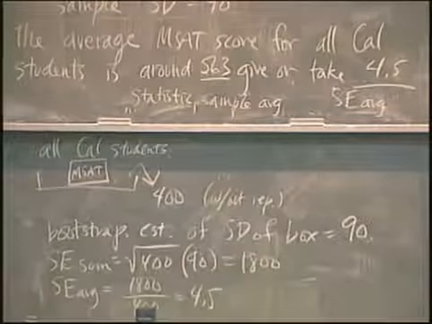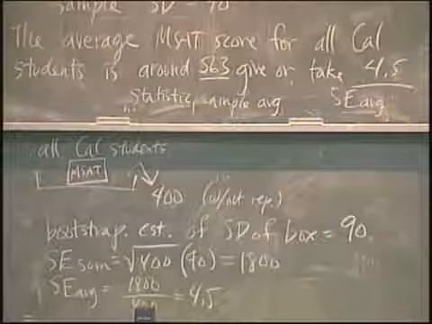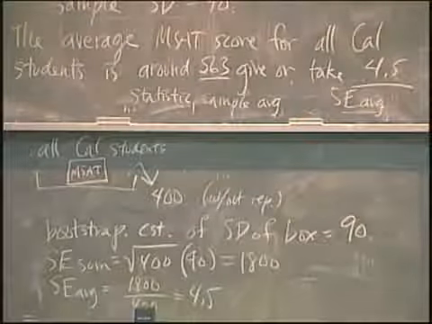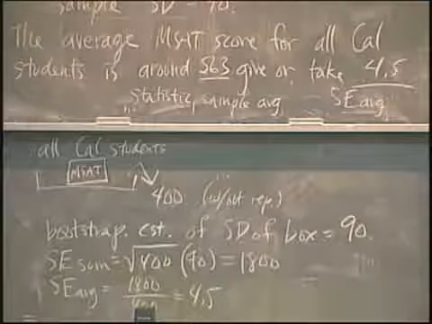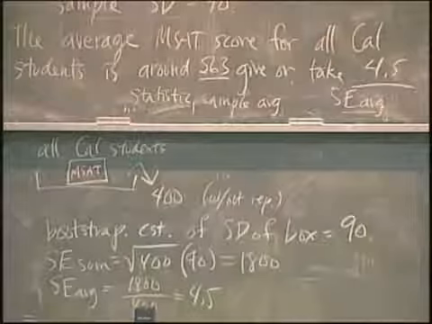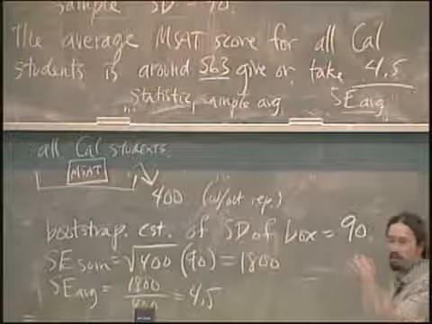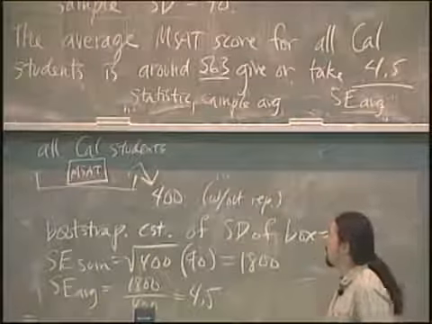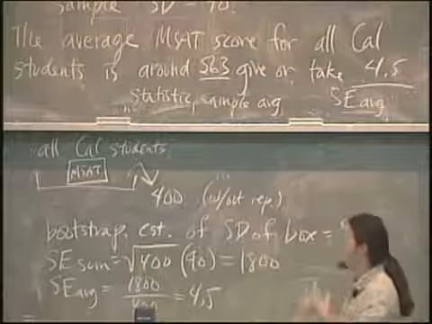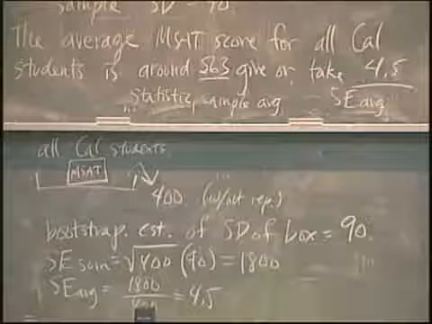Okay. So any questions about that? Yeah. Oh, thank you. She asked, what about the correction factor? Well, how many Cal students do you think there are? More than 4,000, right? So the sample size is less than 10% of the population size, so I'm going to ignore it. But thank you for bringing it up. I think there are something like 24,000 Cal undergrads. I'm being a little bit sloppy here. I should probably specify if I mean just undergrads or everybody. I guess I'm thinking of just undergrads. So we're about 24,000. Okay, any other questions?